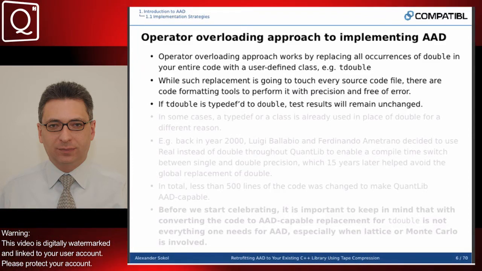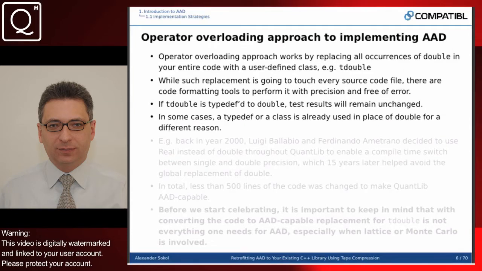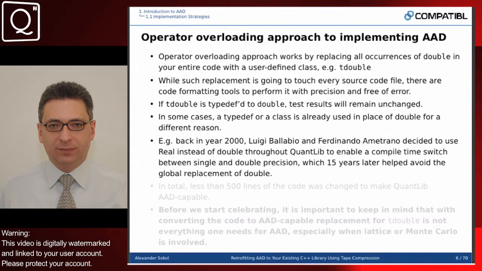If you do global replacement, some of your comments may end up with a T double in them as well. But typically, this is still something that can be done in a week or two, and it's not a big deal, even though it causes a lot of changes, because every single change you make is mechanical, just a global replacement. Right.